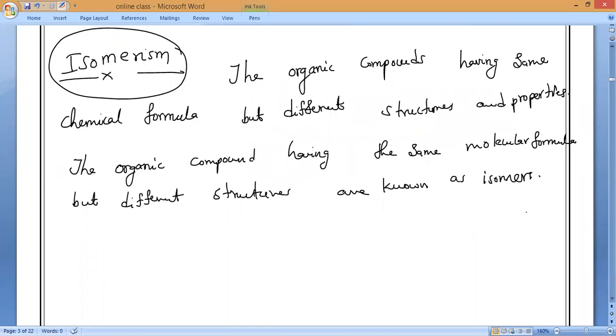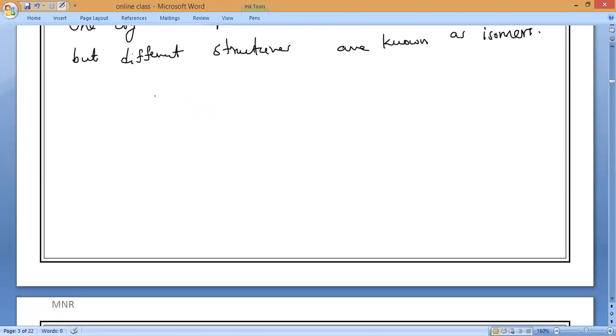Clear? Now, one point you all should remember: isomerism is only possible with the hydrocarbons having 4 or more carbon atoms. That is the main thing you have to remember. If I take n equals 1, n equals 2, n equals 3, the number of isomers is 1, not 0, because they have only one isomer.